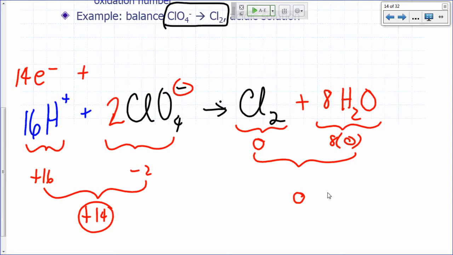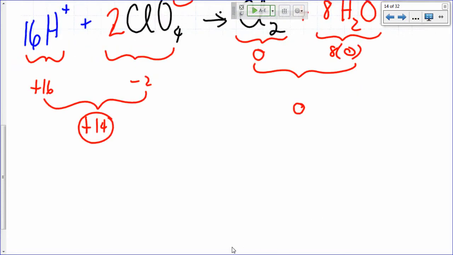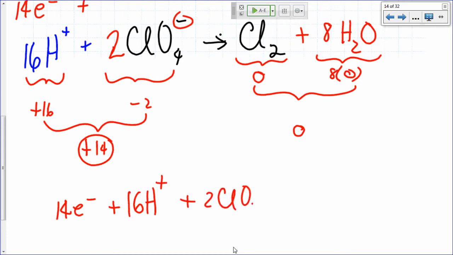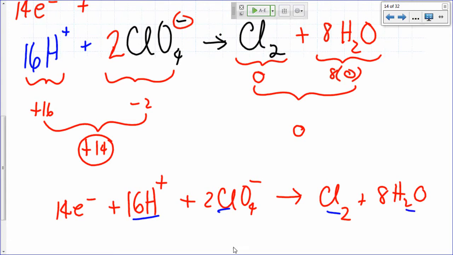Okay? So let me rewrite this. My balanced half reaction is 14 electrons plus 16 H+ plus 2 perchlorates, 2ClO4-, gives you Cl2 plus 8H2O. Alright? Let's make sure. We have 2 chlorines, 16 hydrogens, 8 times 2, 16 hydrogens, 2 times 4, that's 8 oxygen, 8 times 1, that's 8 oxygen. Total charge 14 on each side.